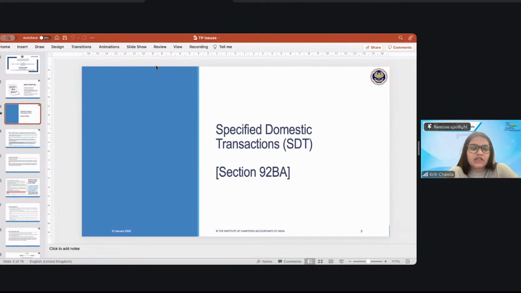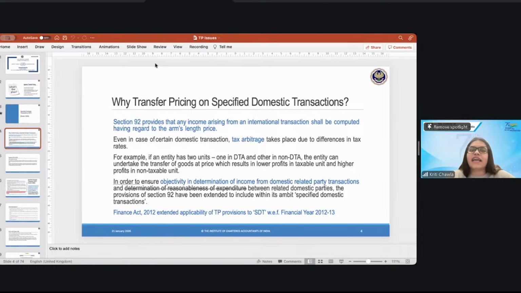All this while in transfer pricing, I gave you examples of shifting of profits from a high tax jurisdiction to a low tax jurisdiction. Do you think a similar concept can happen for domestic situations as well? Yes, it can happen. How?